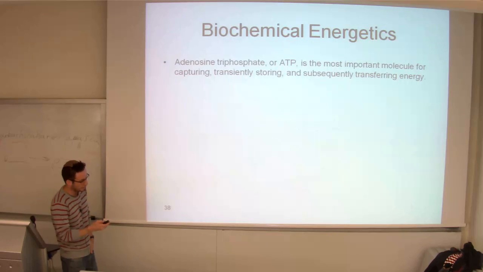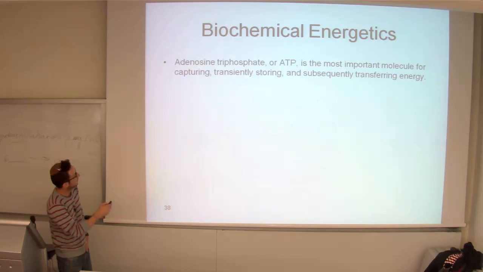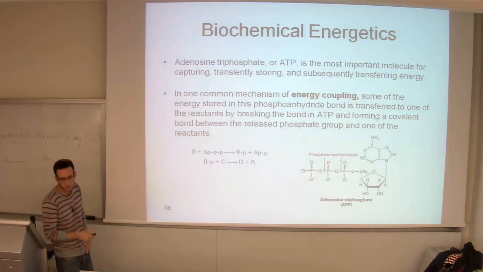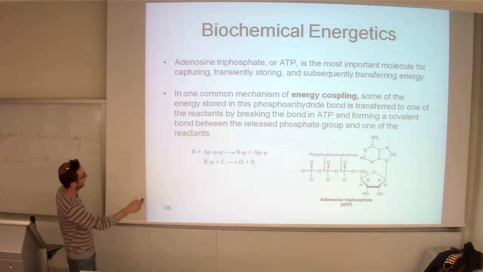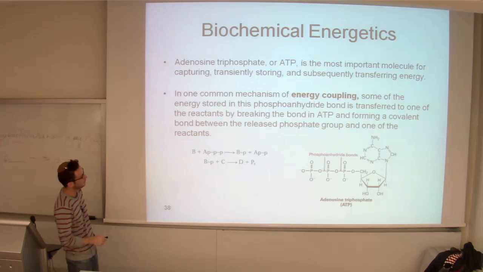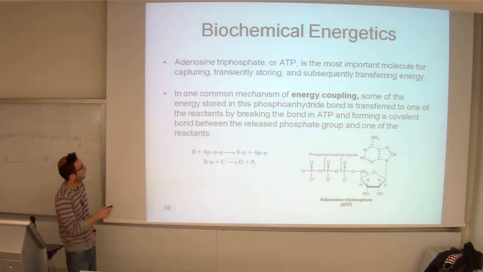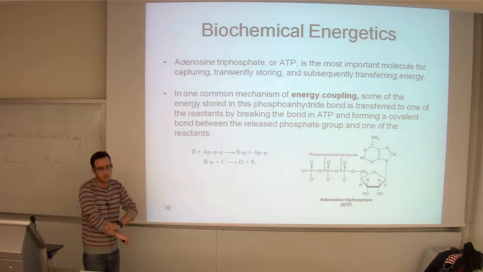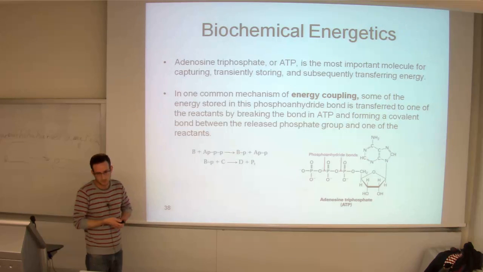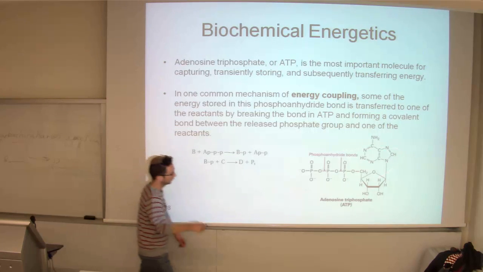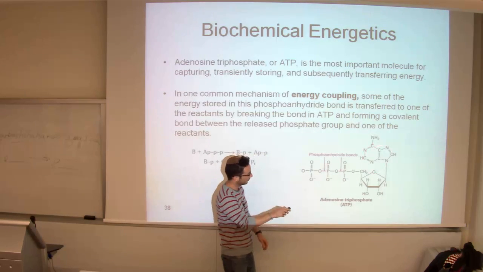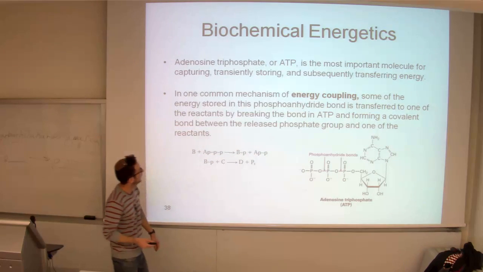Okay, while discussing a bit about biochemical energetics, we will have to introduce the adenosine triphosphate molecule, or ATP, which is the most important molecule for capturing, transiently storing, and subsequently transferring energy. It's termed the energy coin of the cell. And that's the molecule. It has 3 phosphates. And the adenosine base we already described last time.